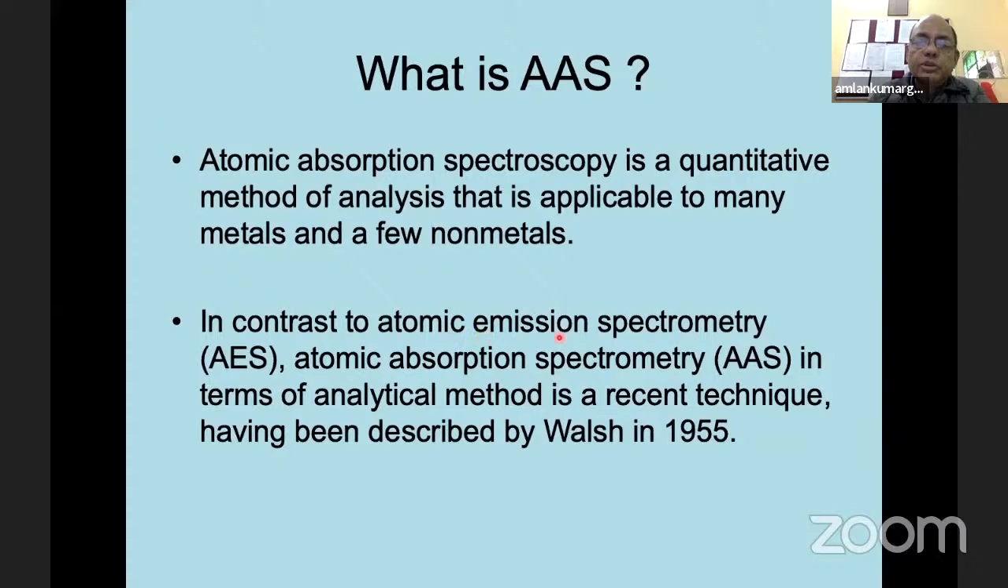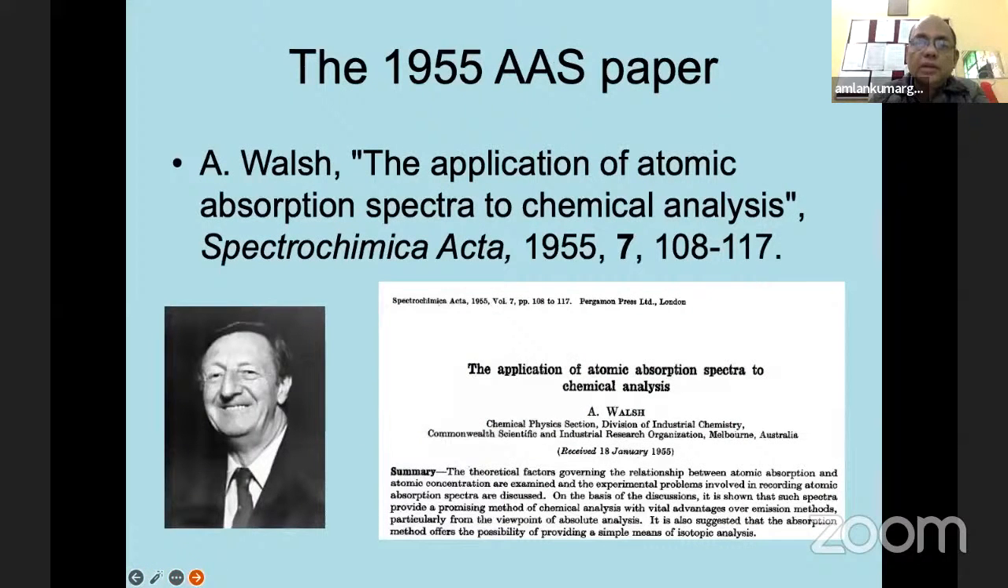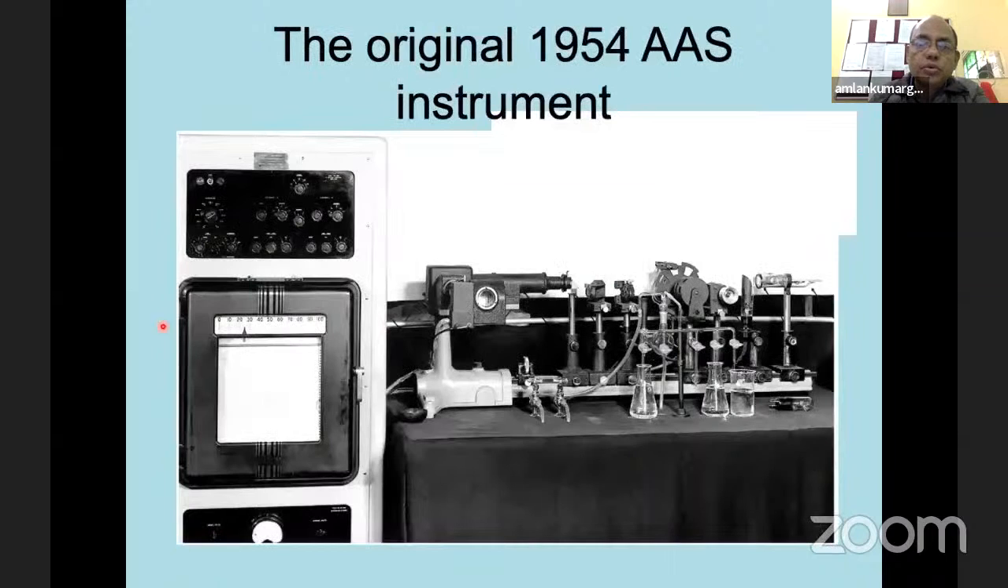In contrast to atomic emission spectroscopy such as flame photometry, atomic absorption spectroscopy, in terms of analytical method, is a recent technique. It was only in 1955 that Walsh from Australia gave this technique. So you see, it's a comparatively newer technique. Alan Walsh actually published a paper, Application of Atomic Spectra to Chemical Analysis, in the year 1955. And he further went on to make an instrument in his laboratory. You can see this is so crudely made.